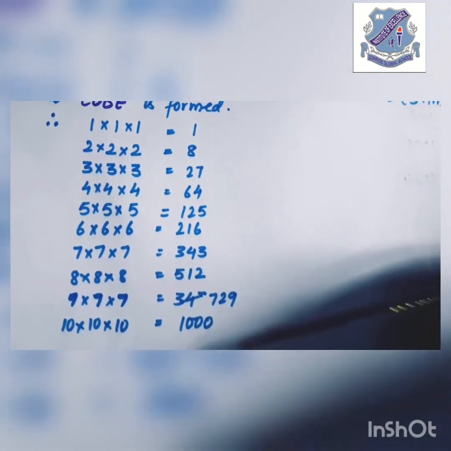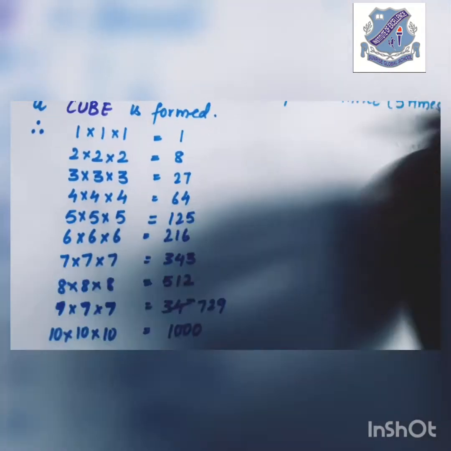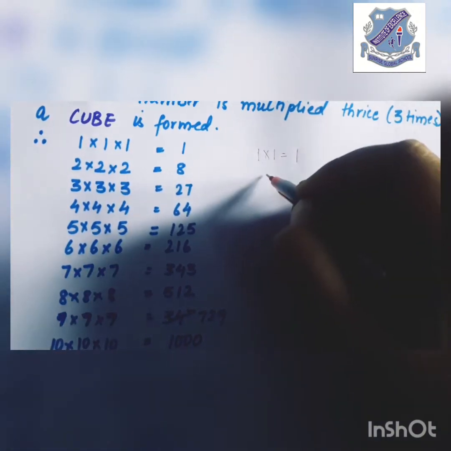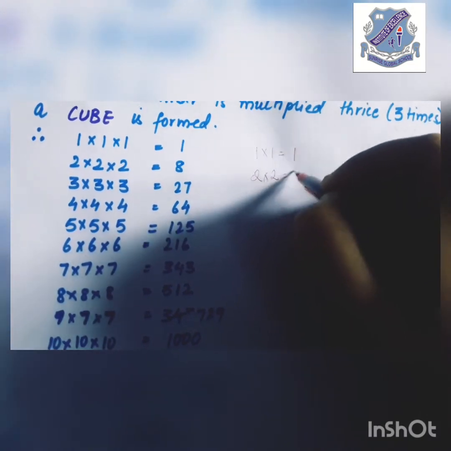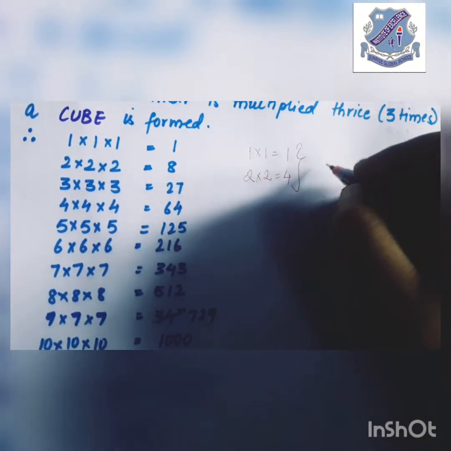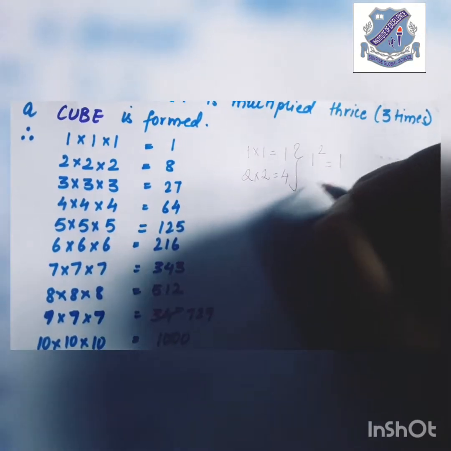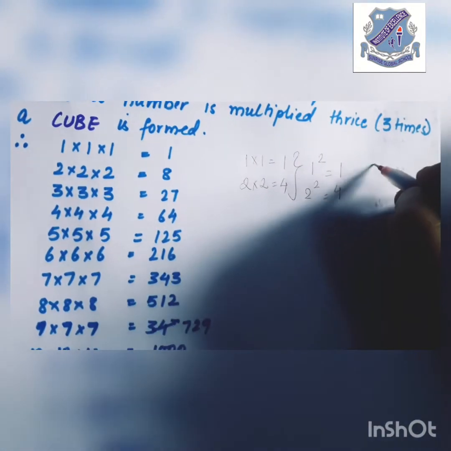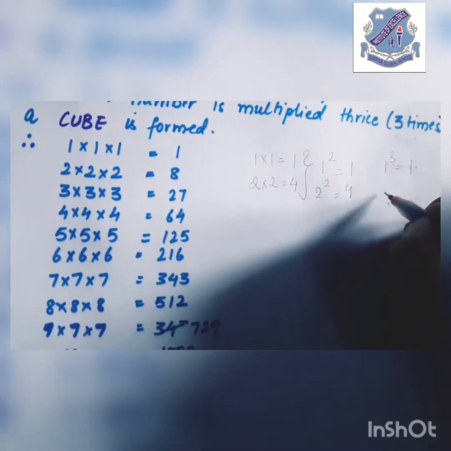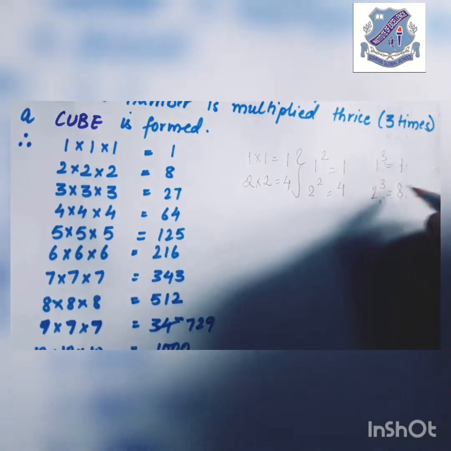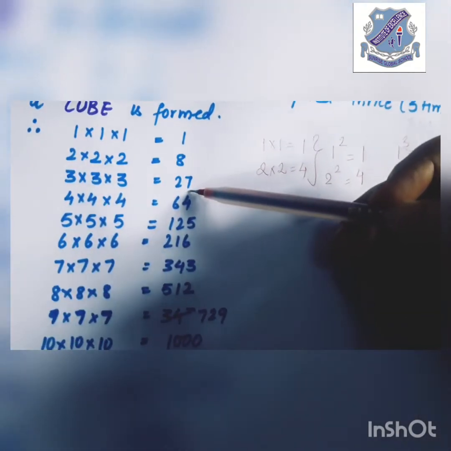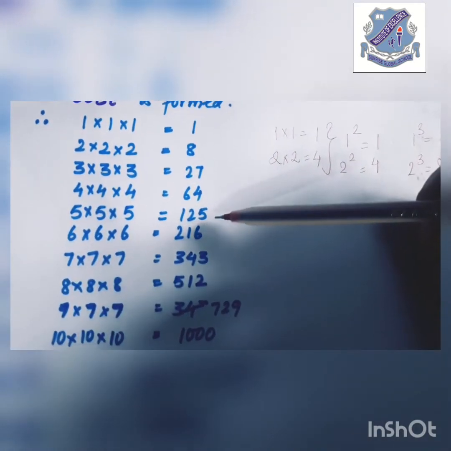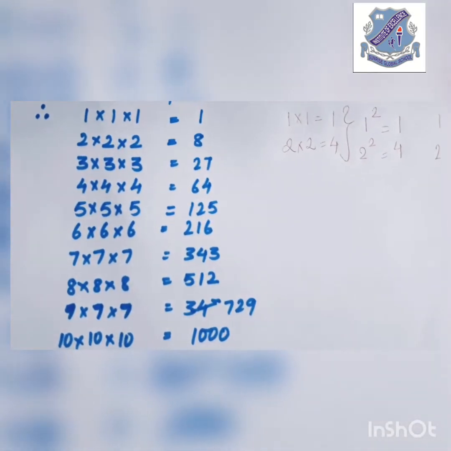I hope this much is clear, because as we did the squares, while doing the squares we used to do 1 into 1, that becomes 1. We used to do 2 into 2, that becomes 4. So all these were the squares: 1 square is equal to 1, 2 square is equal to 4. But now we are doing cubes, so it will be like 1 cube is equal to 1 and 2 cube is equal to 8, and similarly 3 cube is equal to 27, 4 cube is equal to 64, 5 cube is equal to 125, and many more.